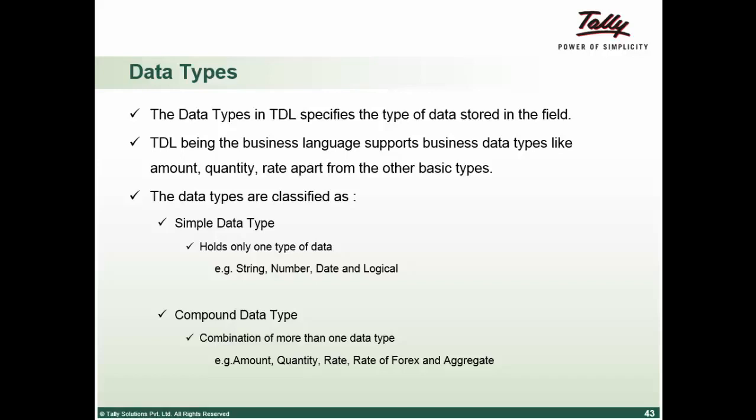Simple data type holds only one type of data. These data types cannot be further divided into subtypes. For example, string, number, date, and logical. These are four basic data types of every programming language. Compound data type is the combination of more than one data type. These data types that form a compound data type can have sub data types. The data types that we have are amount, quantity, rate of exchange, rate of forex, aggregate, etc.